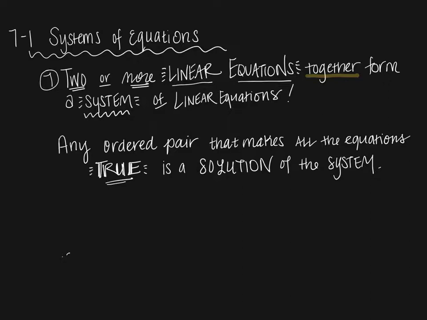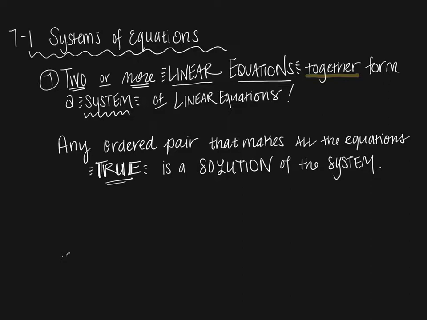Okay, and then to solve a system of linear equations, I would want to find any ordered pair that makes all of the equations true. So a solution for my system is an ordered pair. Remember, an ordered pair is something that looks like (x, y), where I might have examples like (0, 2), or (4, 6), or (-2, -5).